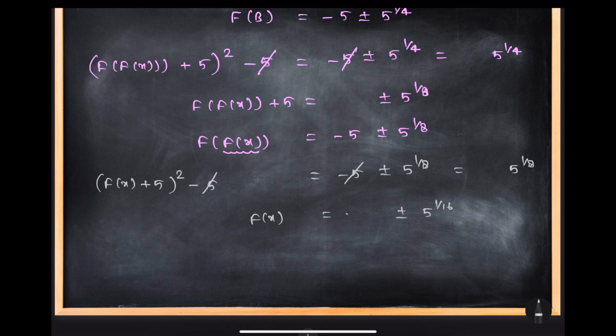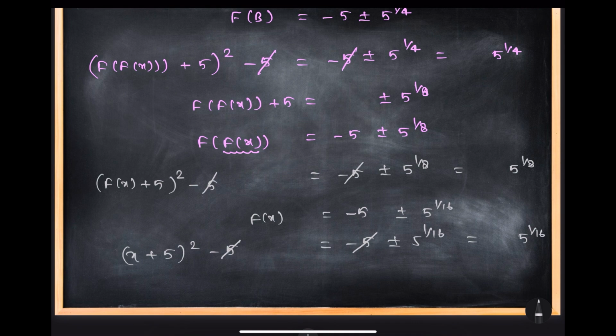Okay, so it will become minus 5. Now who is f of x? f of x is x plus 5 whole square minus 5, equal to minus 5 plus or minus 5 power 1 by 16. Same approach. You know that on the left hand side you are having something square. So output should be positive, not negative. So the possible case is 5 power 1 by 16.